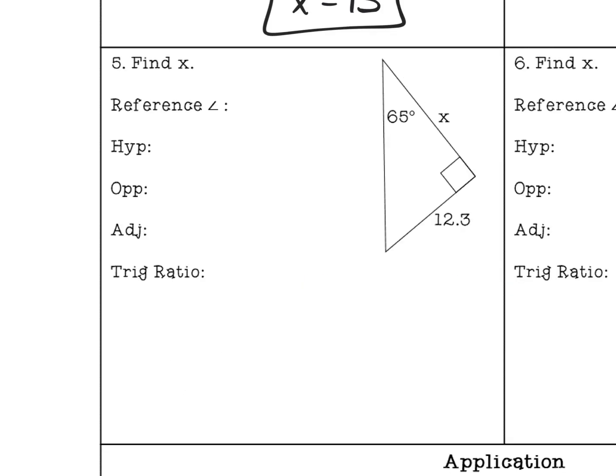First thing, what's my reference angle on number 5? 65. How can I label x? Adjacent, 12.3. Opposite. Remember that's in regards to that 65. What trig ratio uses adjacent and opposite? Tangent. So tangent of what? 65 equals opposite over adjacent.